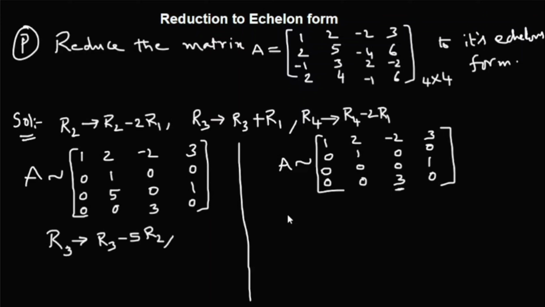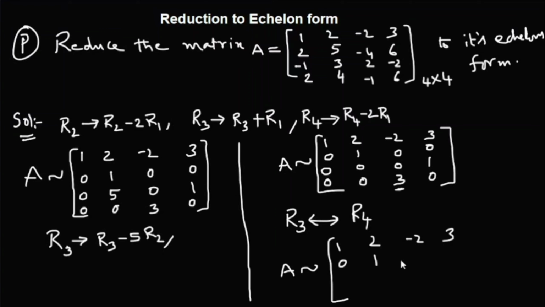But for that, what we should do is R3 and R4 are swapped. Then what happens? It is 1, 2, minus 2, 3, 0, 1, 0, 0. R4 we have to write here in place of R3. 0, 0, 3, 0, 0, 0, 0, 1. Now if you see, here we have 1 zero in the second row, 2 zeros in the third row, 3 zeros in the fourth row.